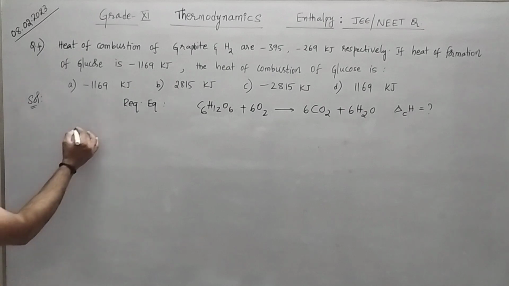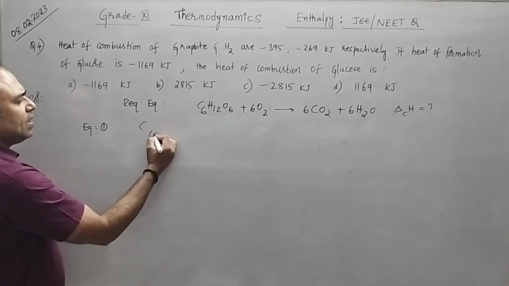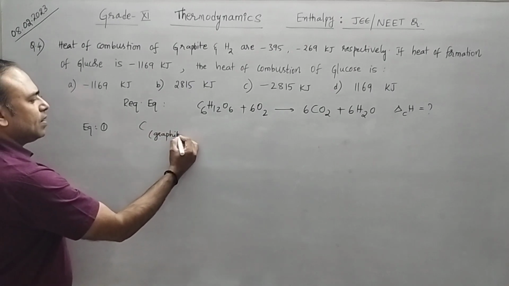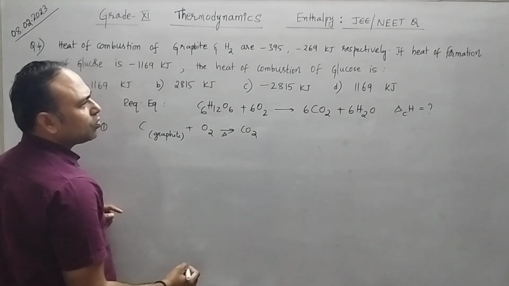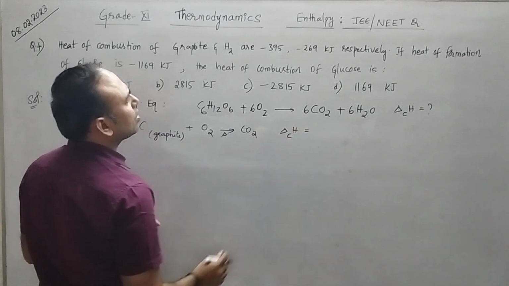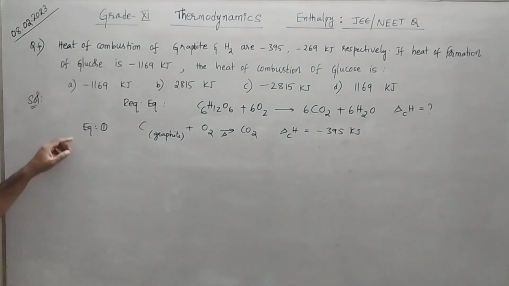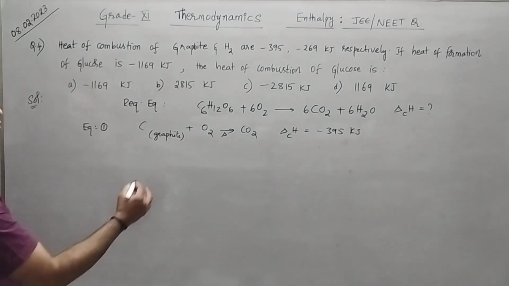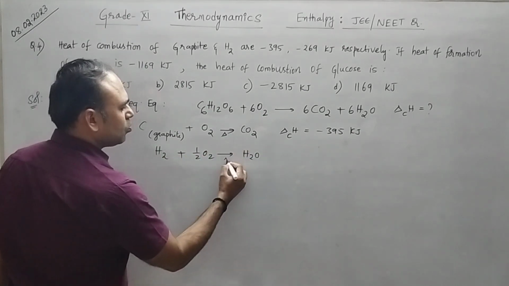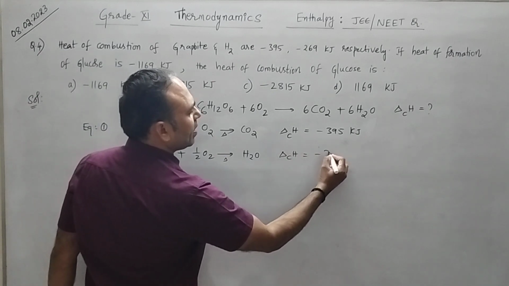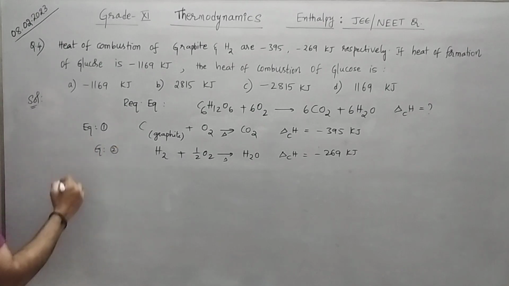Now equation 1. The heat of combustion of graphite. So C, nothing but graphite. Combustion means in presence of oxygen. If you heat, the product is CO2. Here delta CH is nothing but minus 395 kilojoules. This is equation 1. Second one, combustion of H2. H2 plus half O2 gives H2O. So the combustion value is minus 269 kilojoules. So this is your equation 2.